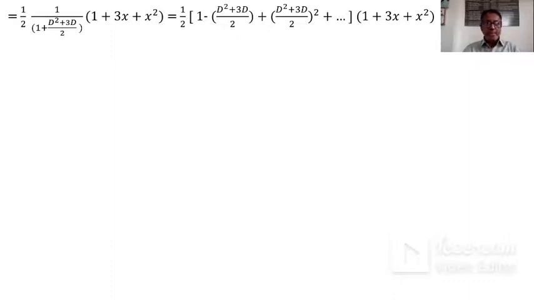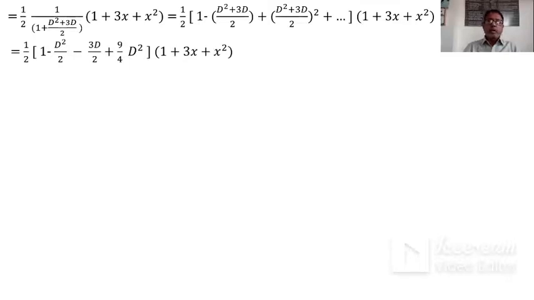Here 2 is the lowest degree term. If we take it outside, then we get 1 upon 2 into 1 upon 1 plus d square plus 3d upon 2 operate on 1 plus 3x plus x square. Again use our formula for expansion of 1 upon 1 plus alpha. This is 1 half, 1 minus d square plus 3d upon 2 plus d square plus 3d upon 2 bracket square. We avoid the third degree term since the third order derivative of this q of x comes to be 0. Now only we simplify these two terms.